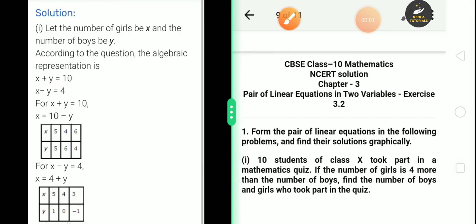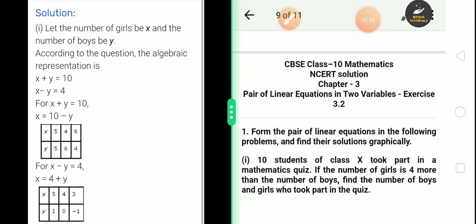Okay, so thank you. Exercise 3.2 of Pair of Linear Equations in Two Variables. So first question is, form the pair of linear equations in the following problems and find their solutions graphically. Okay, so in that first question, 10 students of class X took part in a mathematics quiz. If the number of girls is 4 more than the number of boys, find the number of boys and girls who took part in the quiz. Okay, so first we have to find the equations using given conditions, and then we have to draw the graph. Okay, so let's start with the solution.